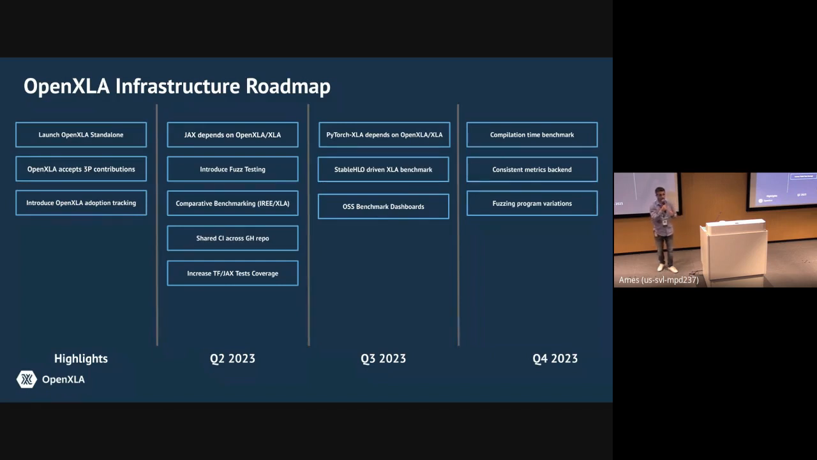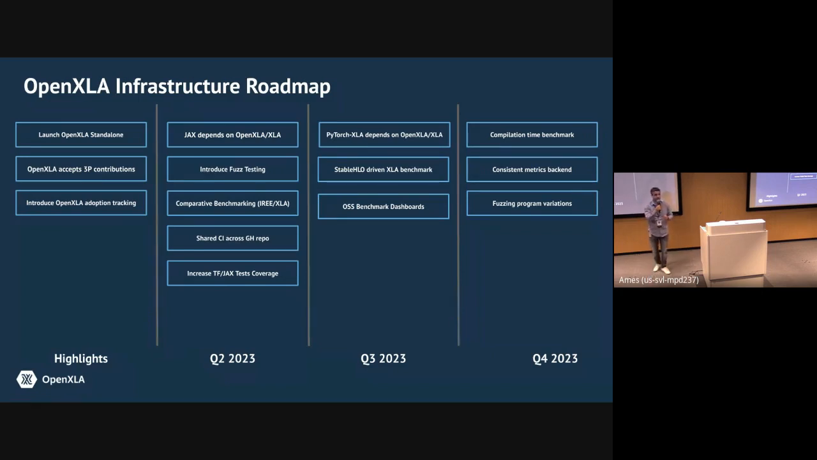Then finally for Q2, shared CI across GitHub repos, making sure that we have coverage across multiple platforms, x86, ARM, RISC, and across multiple operating systems, Linux, Windows, and so on. And then also GitHub Actions and runners. ED already does that today. How to extend that into the OpenXLA domain overall. Increasing the TF JAX test coverage, that's ongoing.